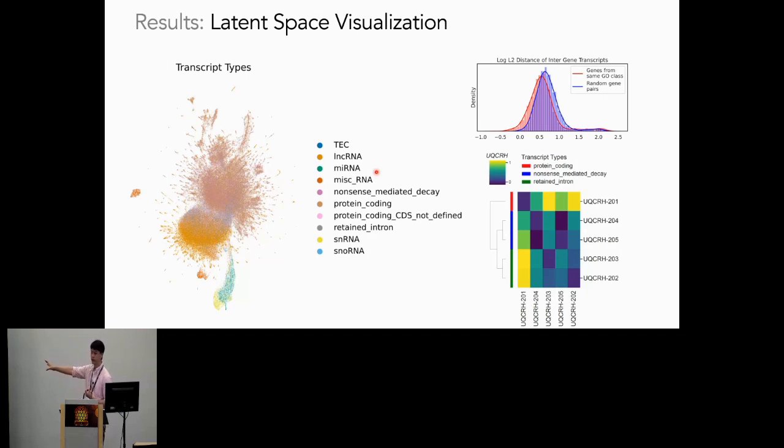So that's what this plot on the lower right is showing. This is the splice isoforms for one pre-RNA. And then the color is the distance in the latent space between the different splice isoforms, where the brighter color means it's closer. We see basically that every one of these splice isoforms is closely related to the protein coding isoform, but not to each other. So that's promising.